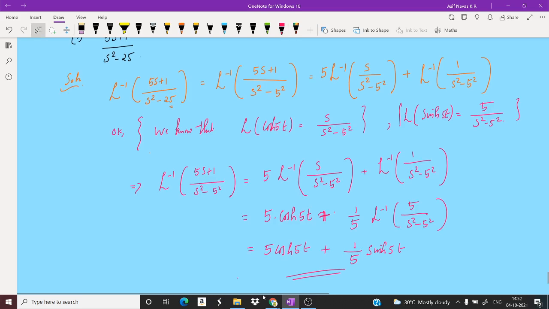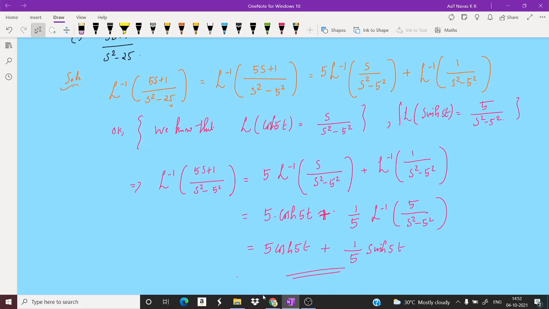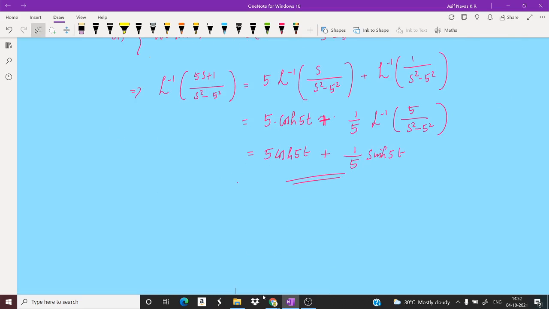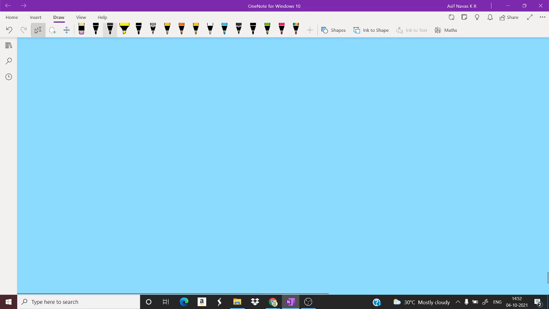Now similarly we can do many other problems. So anybody have any doubt? Any doubt? So let us move to the second problem.